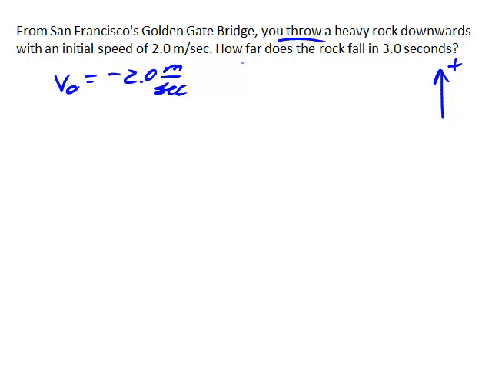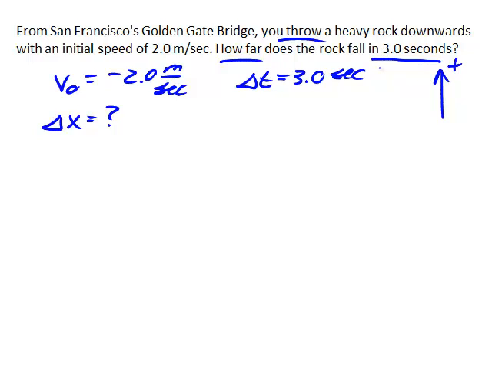How far does the rock fall? How far? So delta x is our unknown. That's what we're being asked to find out. In 3 seconds, our delta t is 3.0 seconds.